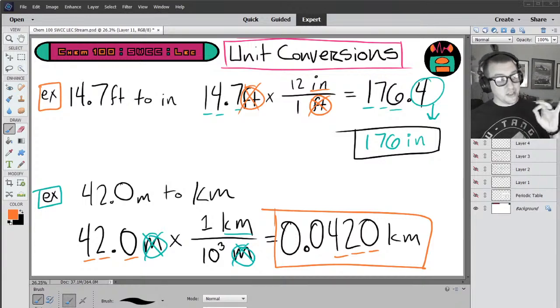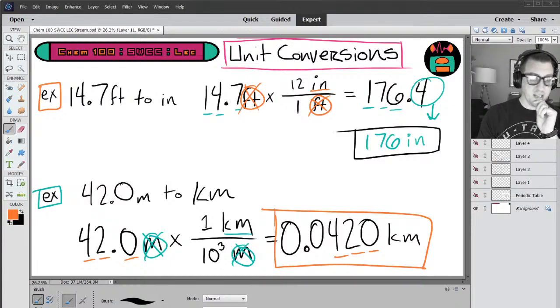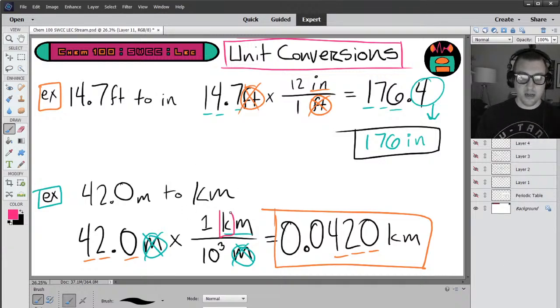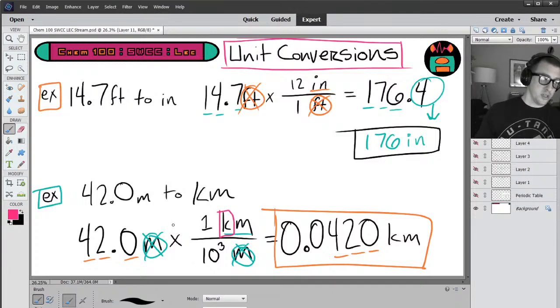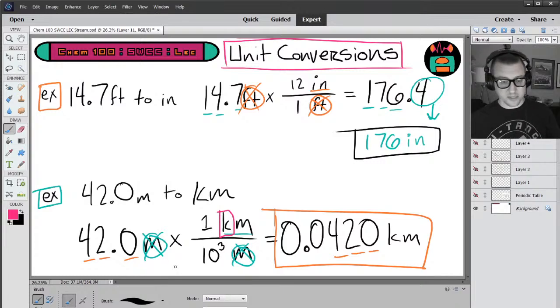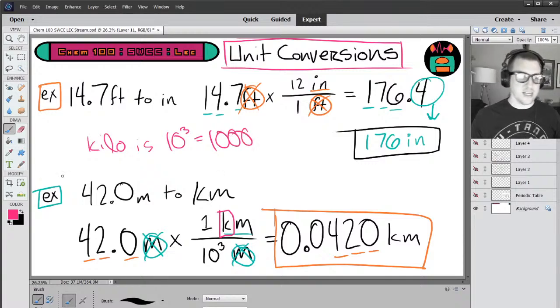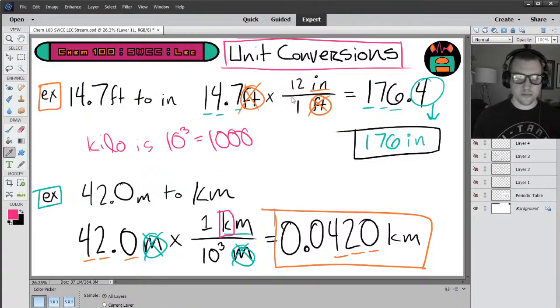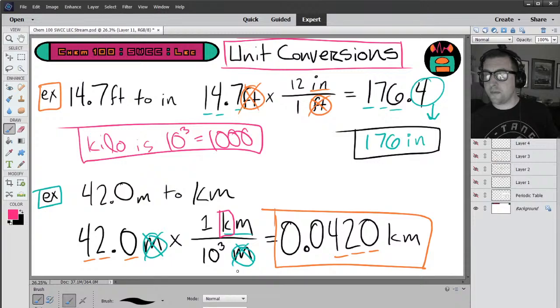Ariana, great question. The reason it's 10 to the third is because that's the definition of kilo, that K in the metric system. Anytime you have kilo anything, kilometers is 10 to the third meters. Kiloliters is 10 to the third liters. Kilograms is 10 to the third grams. Because kilo is 10 to the third, and 10 to the third is 1,000. So that's where that comes from.